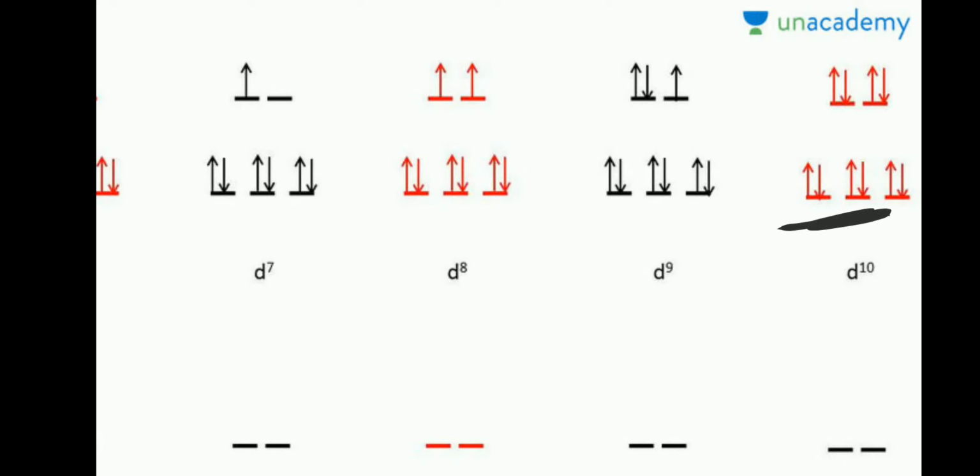Okay, so it's very simple. You just have to see whether the eg orbital is asymmetrically filled or not. If the eg orbital is asymmetrically filled, it will show a strong Jahn-Teller distortion. If the t2g orbital is asymmetrically filled, it will show a weak Jahn-Teller distortion.